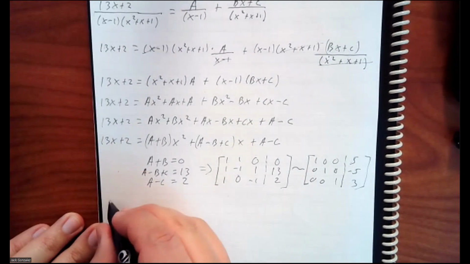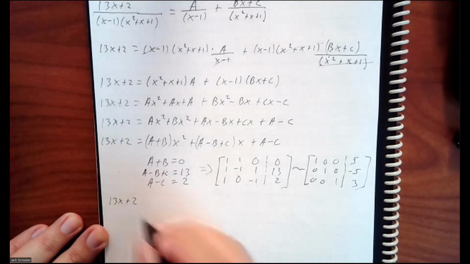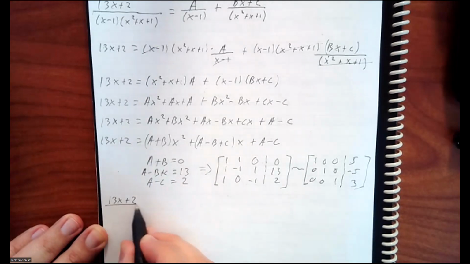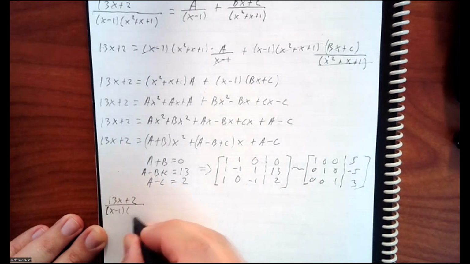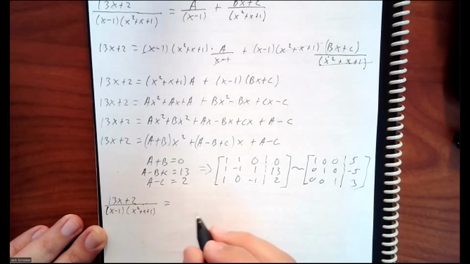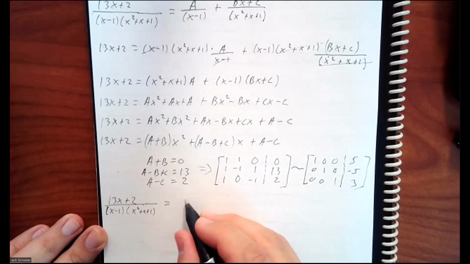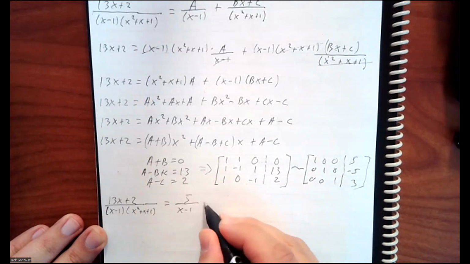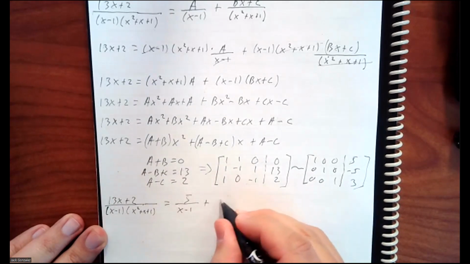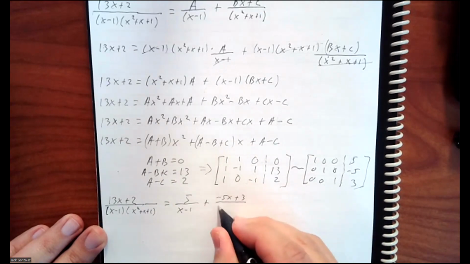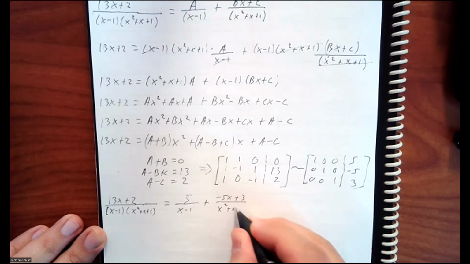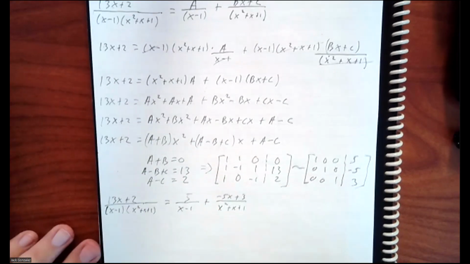So our answer will be, so 13x plus 2 over this weirdness is equal to A, which is 5. So 5 over x minus 1 plus -5x plus 3. This will be my answer.